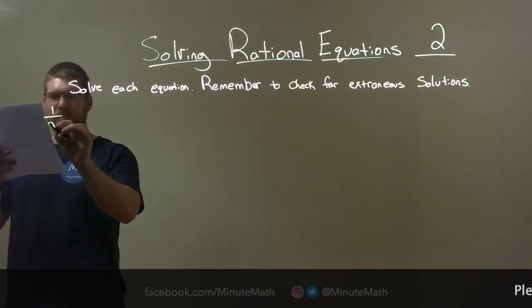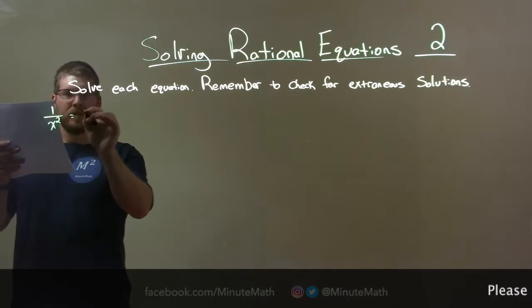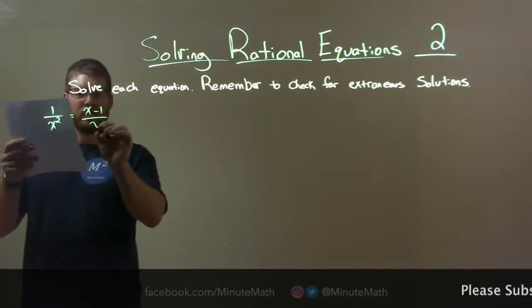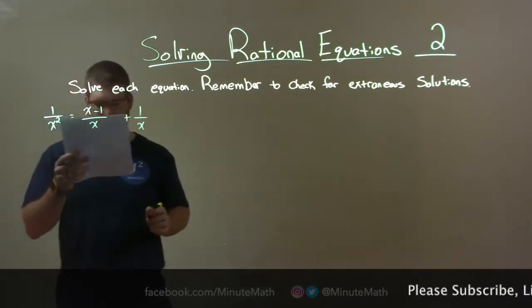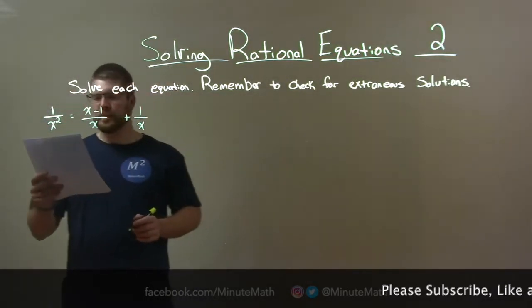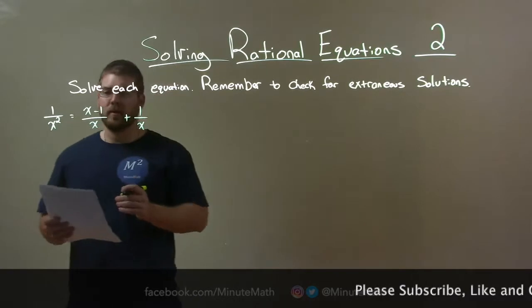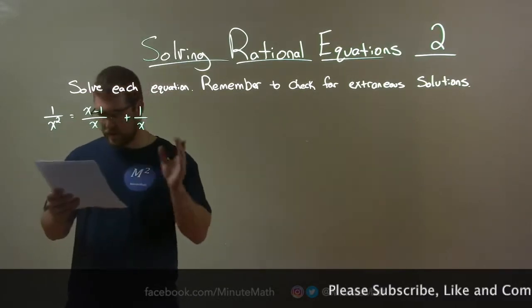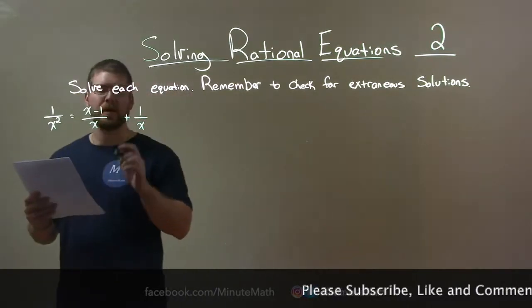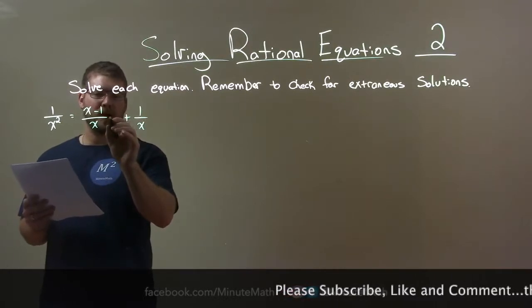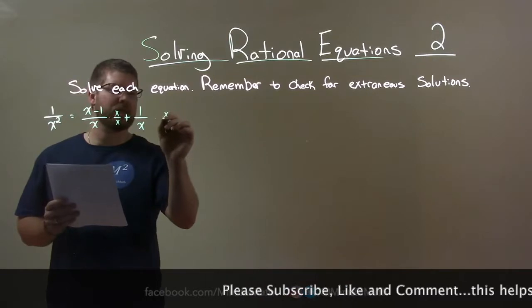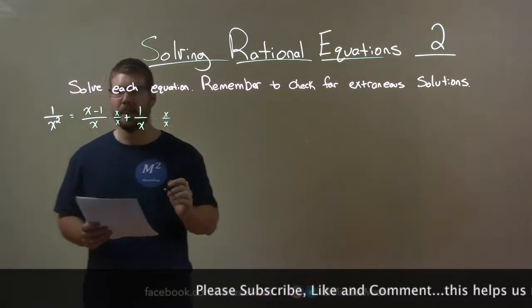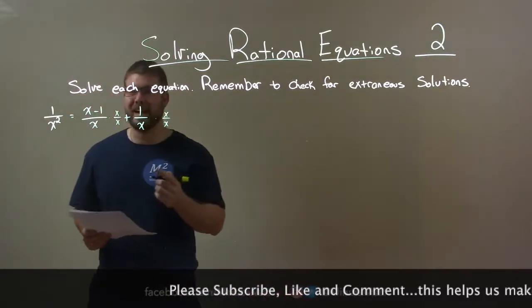1 over x squared is equal to x minus 1 over x plus 1 over x. All right. Well, first thing I want to do here is I want to have a common denominator across the board. So to do that, I'm going to multiply this part here by x over x and this part by x over x as well. That gives us an overall denominator of x squared.